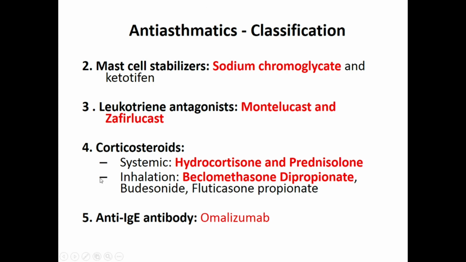Then you give corticosteroids, which are the main anti-inflammatory drugs. Here you can give hydrocortisone, prednisolone, beclomethasone dipropionate, and budesonide, which is given as an inhaler. And then you have an anti-IgE antibody, omalizumab. So again, I'm just showing the slide. You have the bronchodilators: the adrenergic system, the beta-2 stimulants, then the anticholinergics, ipratropium bromide, and then theophylline.